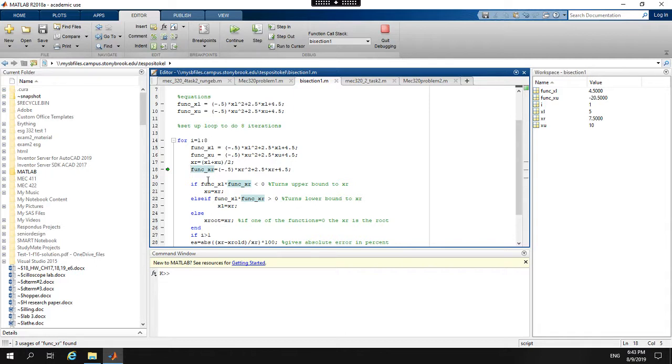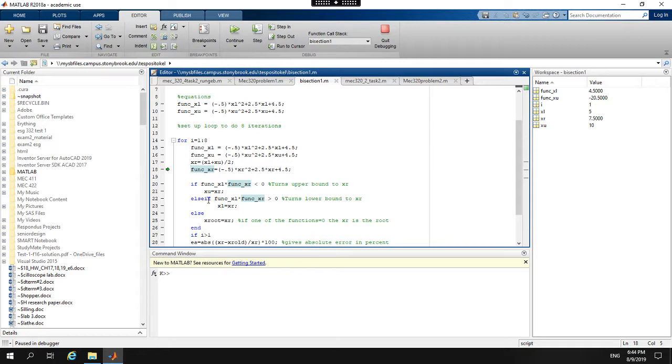So now what we need to use is an if statement to check where the root is. What this is saying is, if the function of the lower bound times the function of our guess is less than 0, then our x upper is going to change to xr, and the x lower will stay the same. I could have written xl equals xl, but it's just staying the same. You don't have to write it.